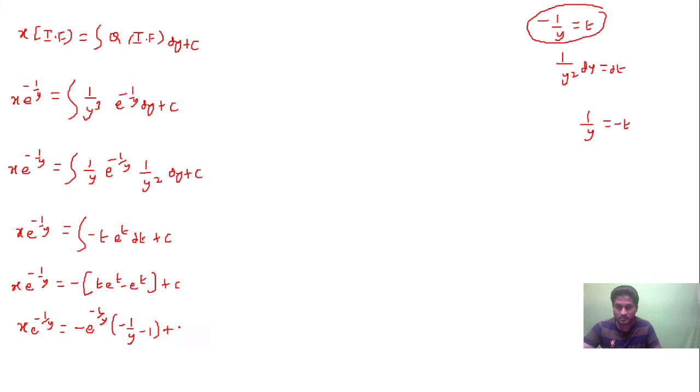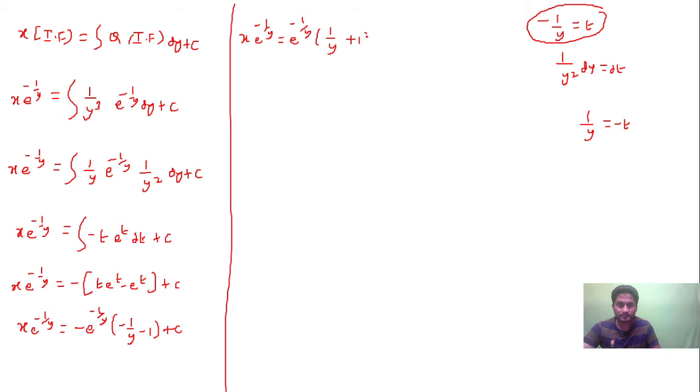So this is plus c. I'm going to multiply inside minus x into e power minus 1 by y, which is equal to e to the power of minus 1 by y, times 1 upon y plus 1, and then plus c. Call this equation 1.